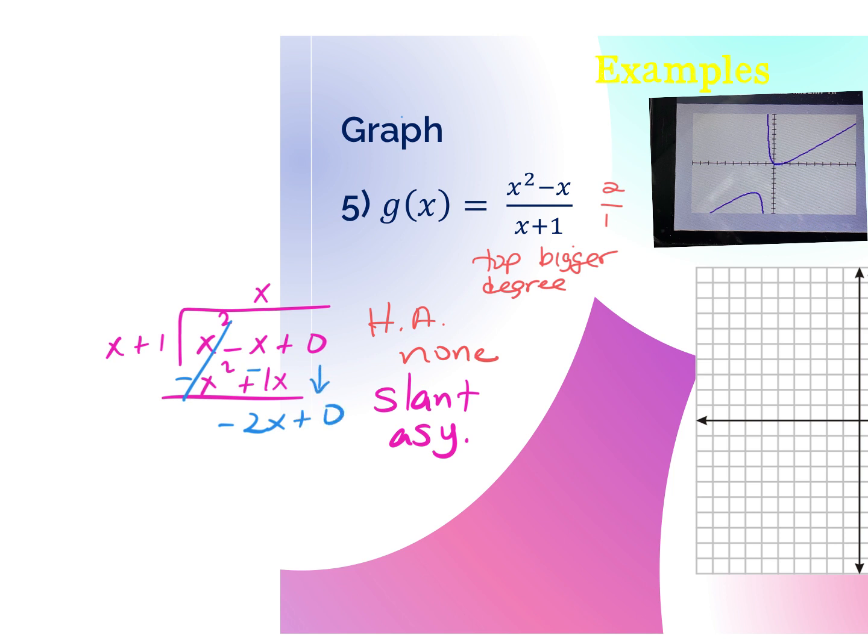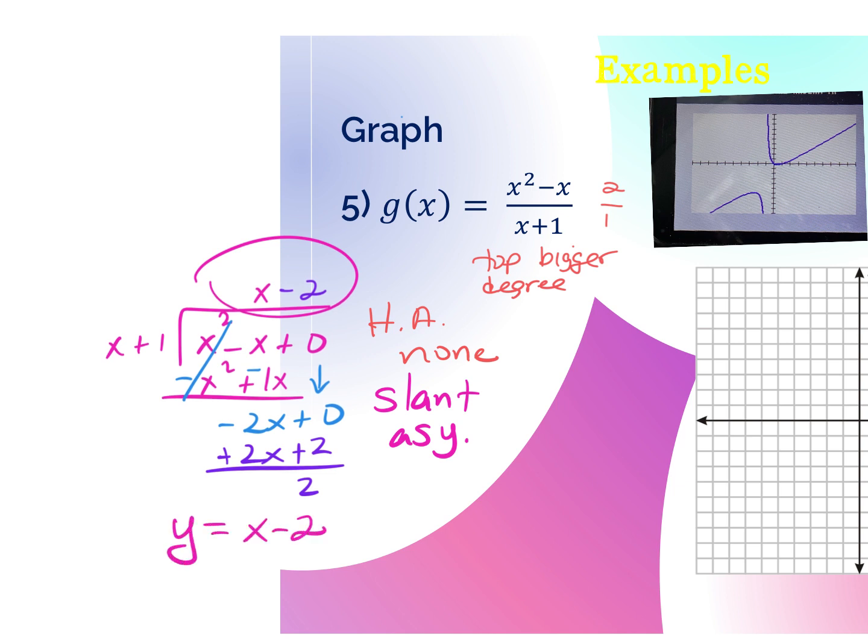Now what am I going to multiply x by to make it a negative 2x? I'm going to multiply it by a negative 2. Distribute. Change the signs to opposite. Add the column. I don't need the remainder, so the equation for my slant asymptote is just this quotient. So it's going to be y equals x minus 2.